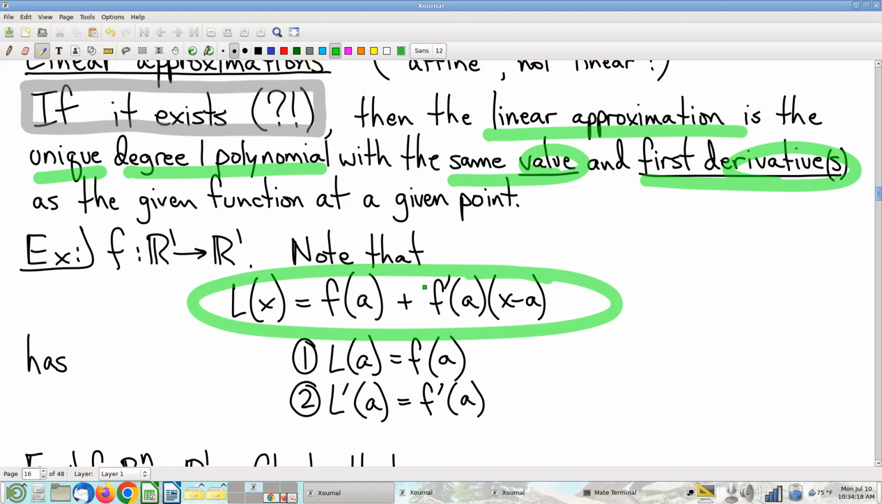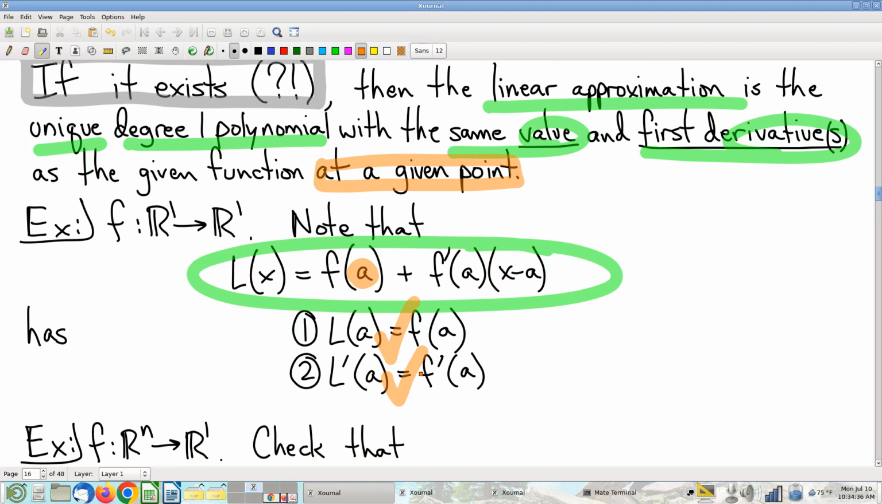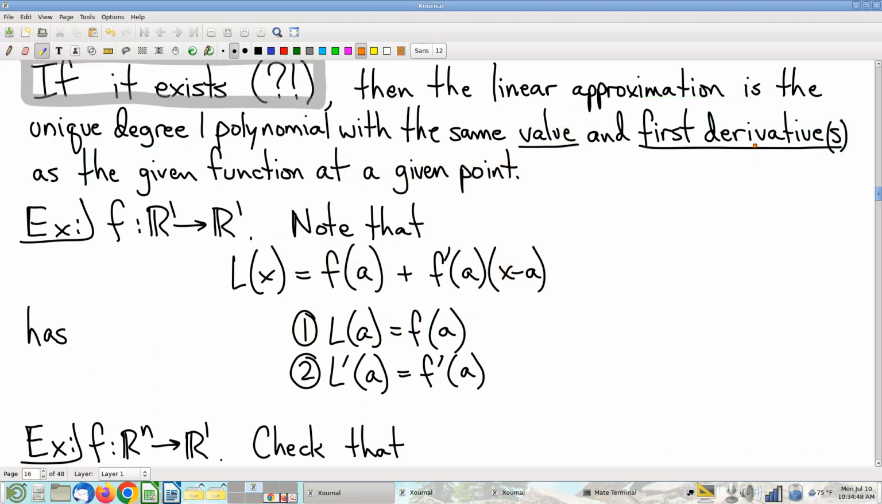If you don't believe me that this does it, you can check at the given point, at this point A, where we're doing the approximation, this function that I've written down has the same value as f, and it has the same derivative as f. It is a mimic of f at that point A. Is everybody on board? Okay. By the way, it's a healthy exercise. You want to make sure that you can confirm this fact.